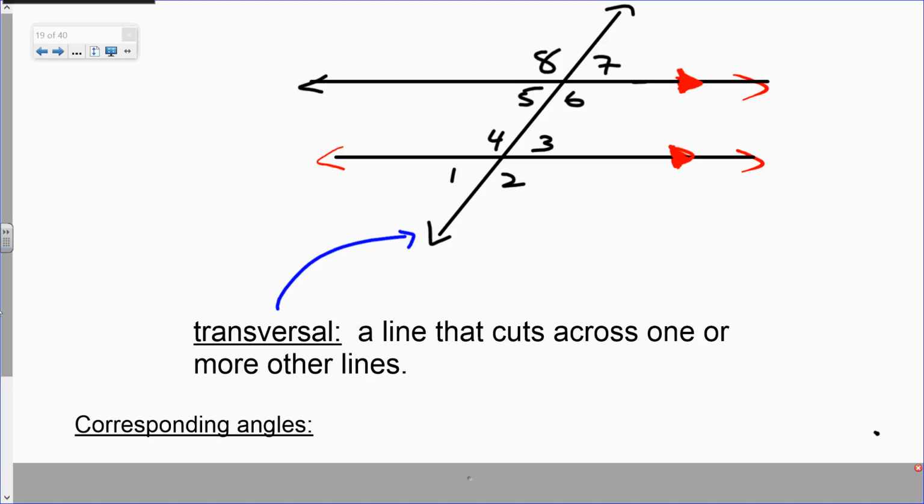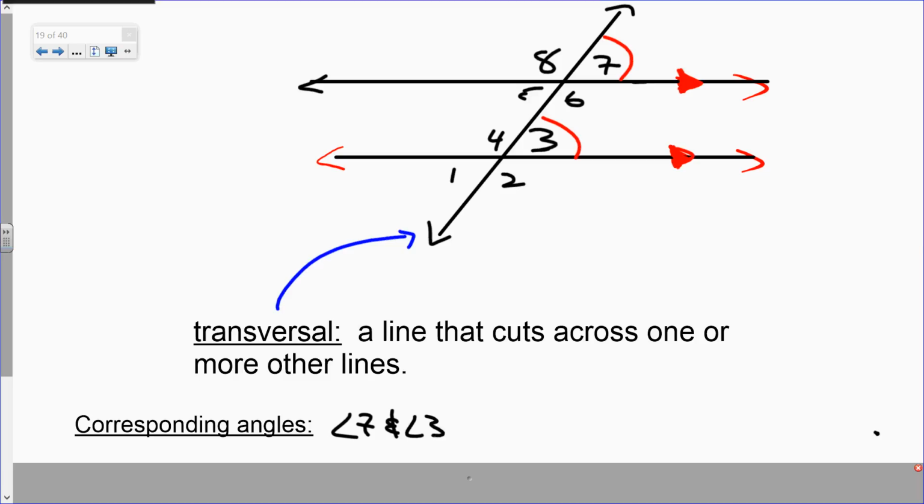So corresponding angles are going to be the angles that occupy the same position in reference to the parallel lines, and they're going to be on the same side of the transversal. Here's your transversal. Look at the pair of corresponding angles. Angle 7 and angle 3 are corresponding. So we're going to write angle 7 and angle 3.